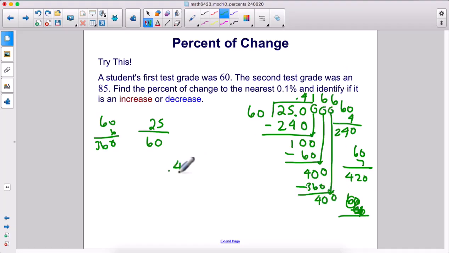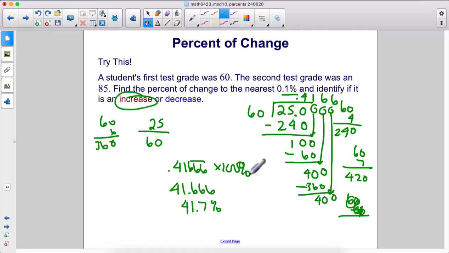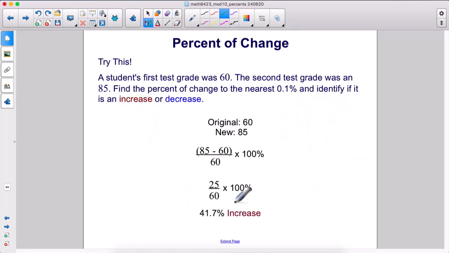So 0.41666 repeating times 100%. We're going to have 41.666 repeating, but we're going to round to the nearest 0.1%. So 41.7%. And that is an increase. Once again, 41.7% increase.